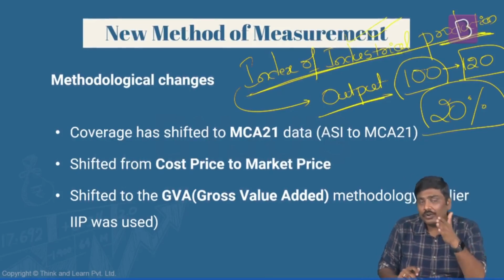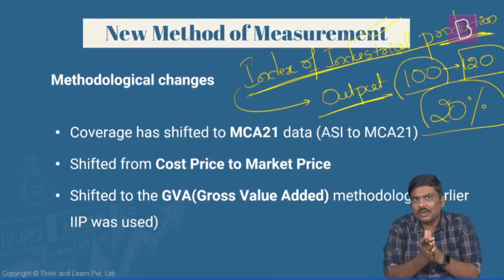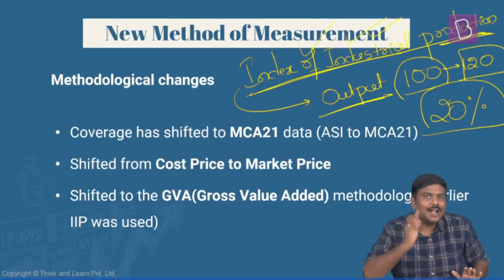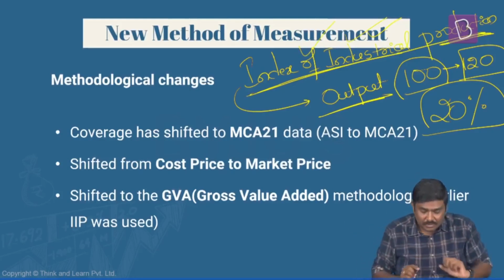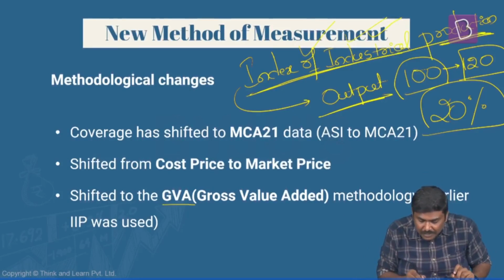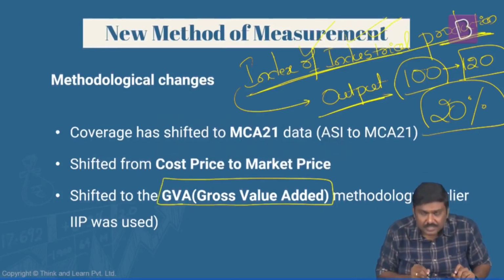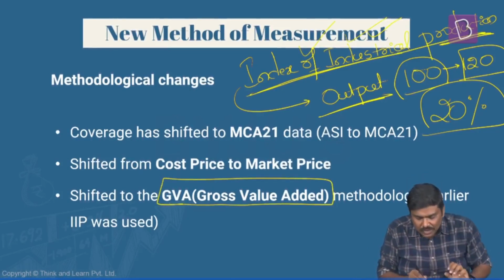So earlier, before 14 and 15, whenever the GDP was calculated, we used to use IIP. But now what we have done? We have shifted from usage of IIP to usage of the concept of GVA, gross value addition, in the calculation of GDP.